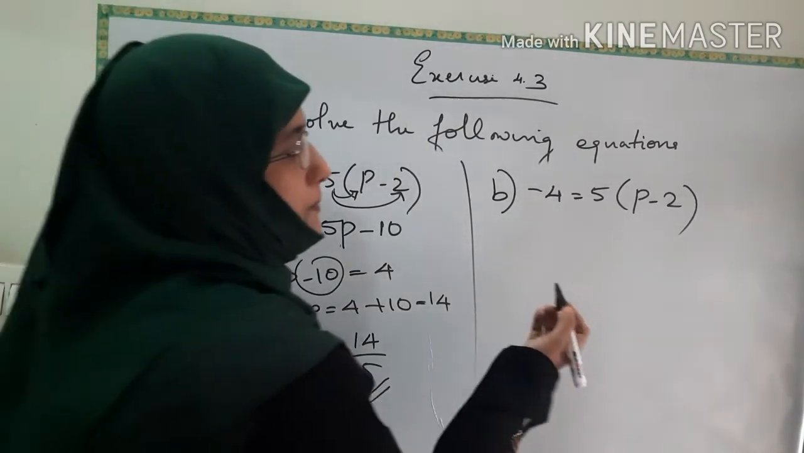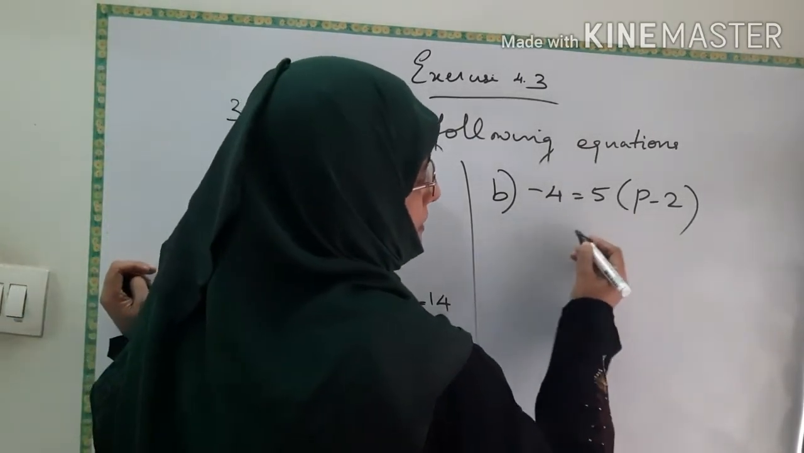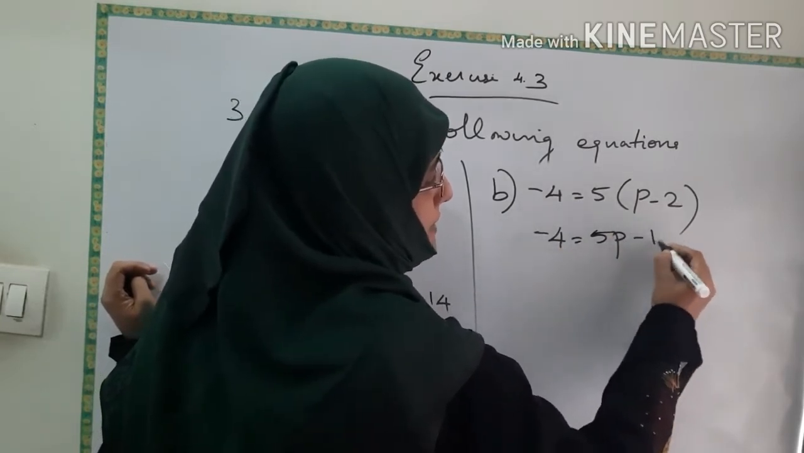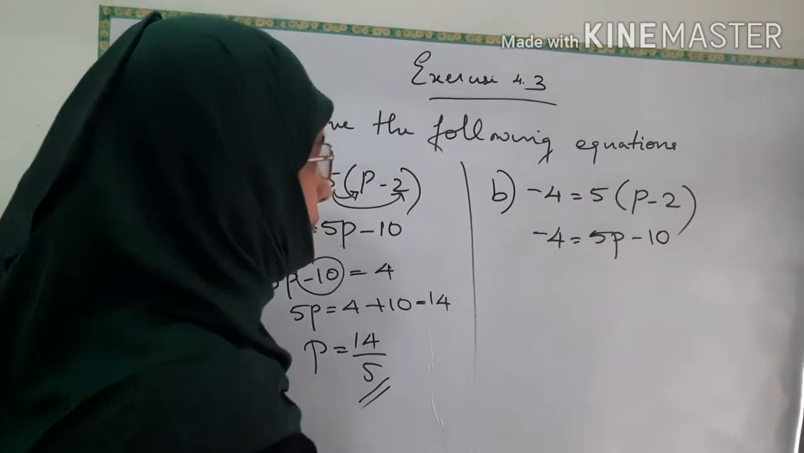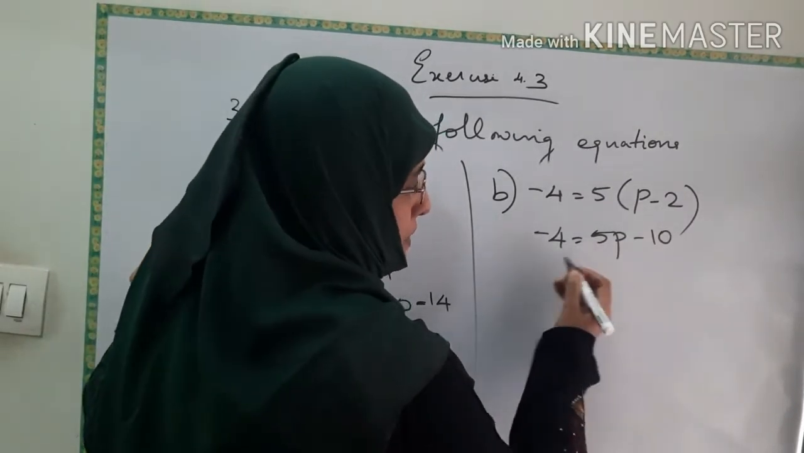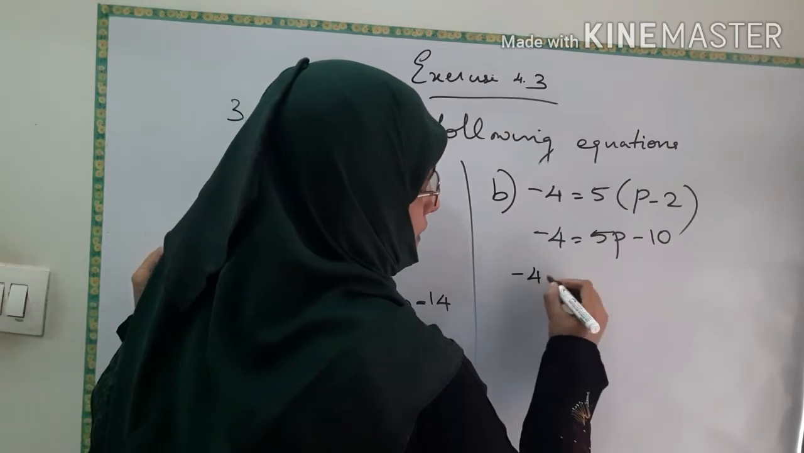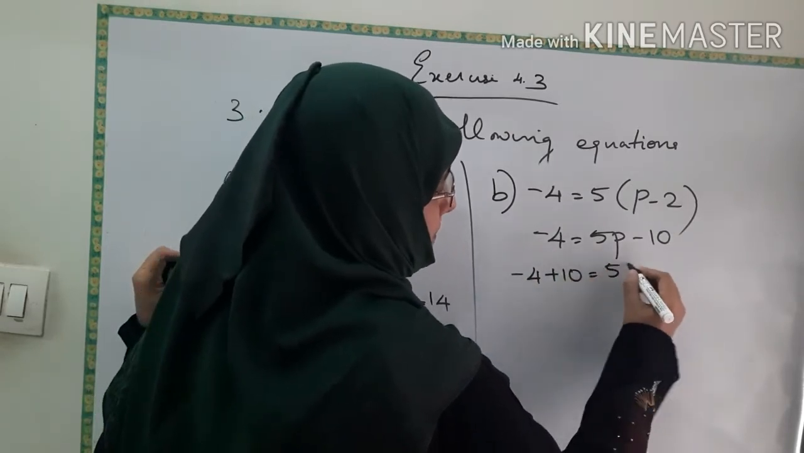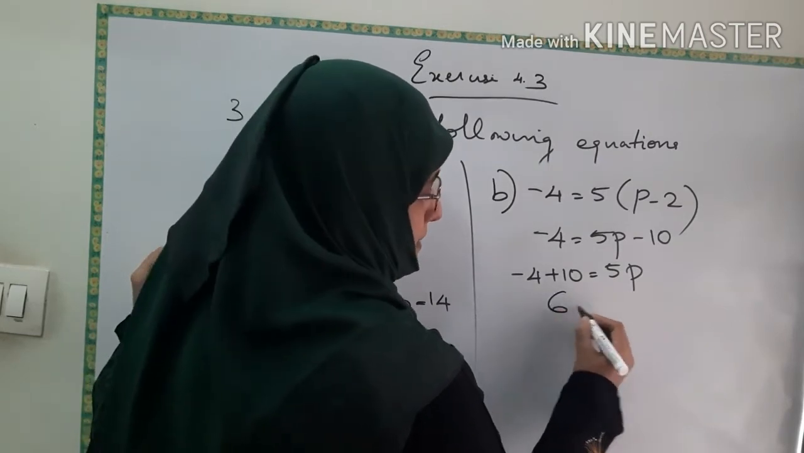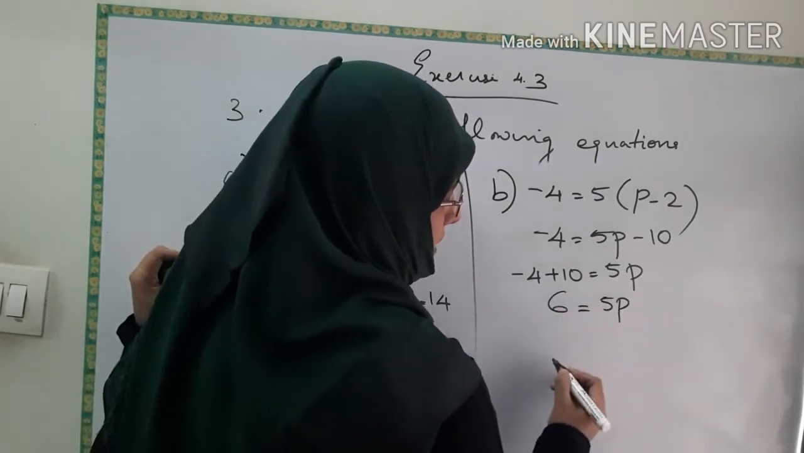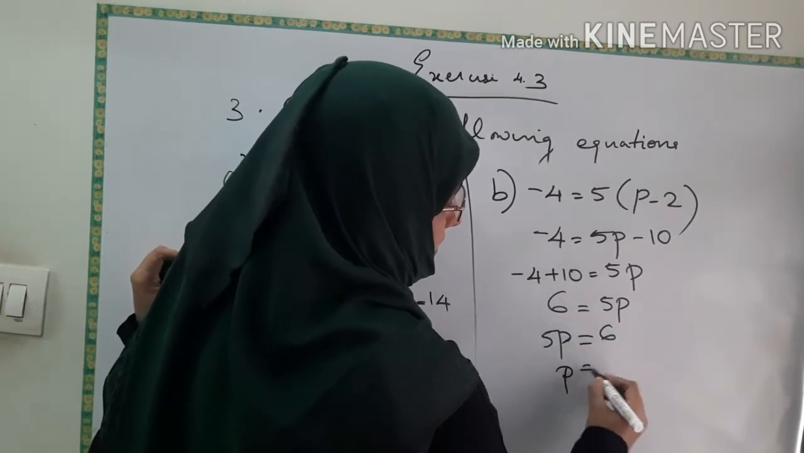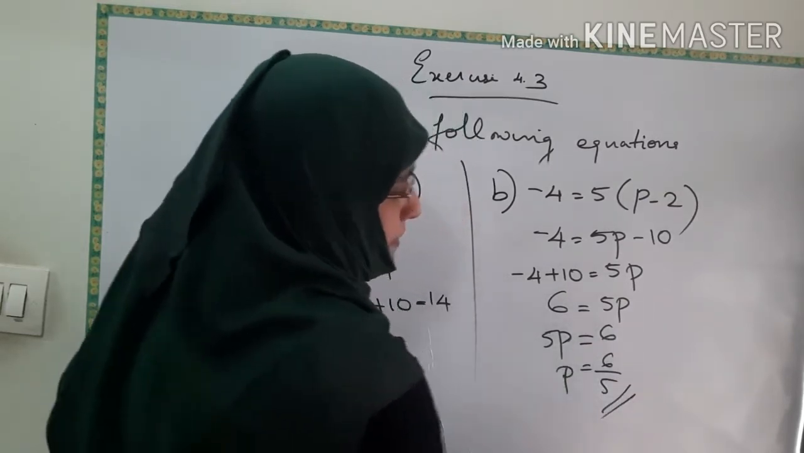Then here, minus 4 equals, open the bracket, 5p minus 10. Then bring the 10 to the other side. So it becomes minus 4 plus 10 equal to 5p. What is minus 4 plus 10? It is 6 equal to 5p. And what is p? 5p equal to 6, so p equals 6 by 5.